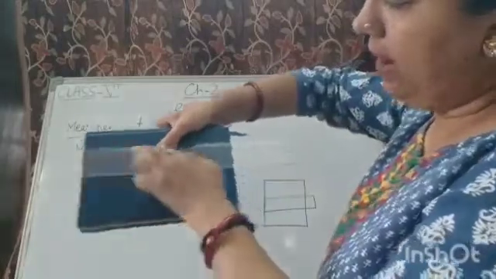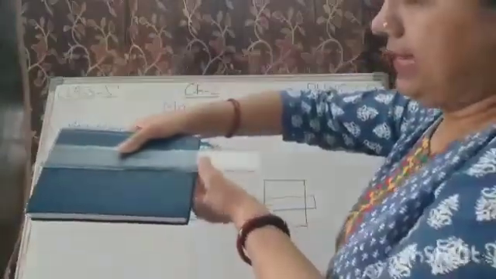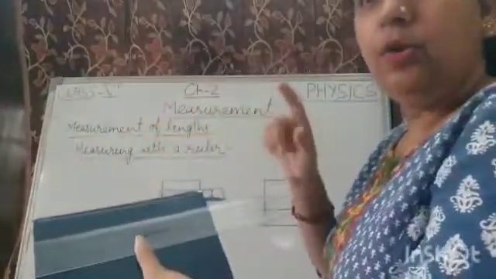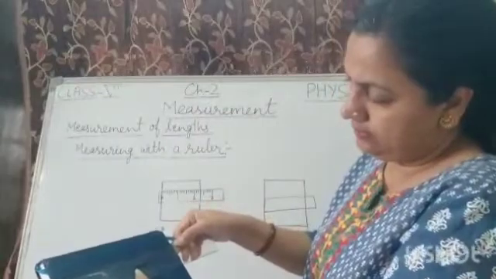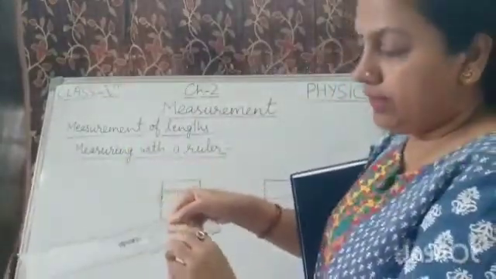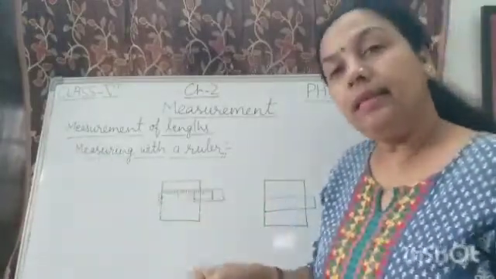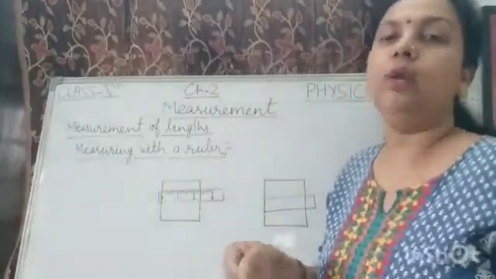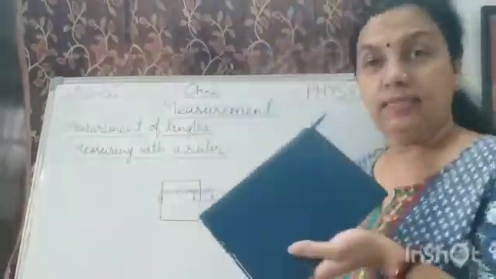Now you will read the scale. Just now we have learned how to read. Here it is, if we see, it becomes 21, then 1, 2, 3. It means 21 centimeter and 3 millimeter. So 21.3 centimeter is the length of this diary.